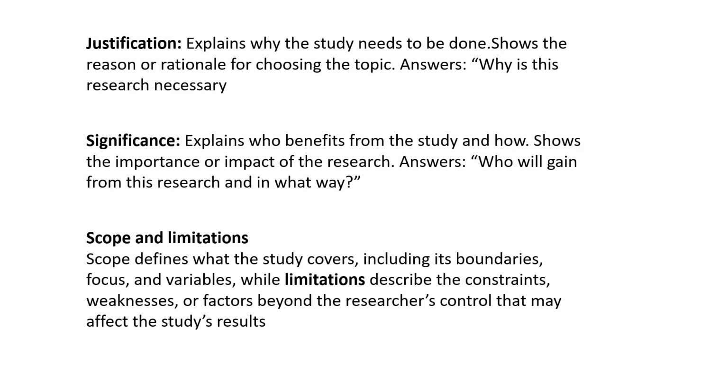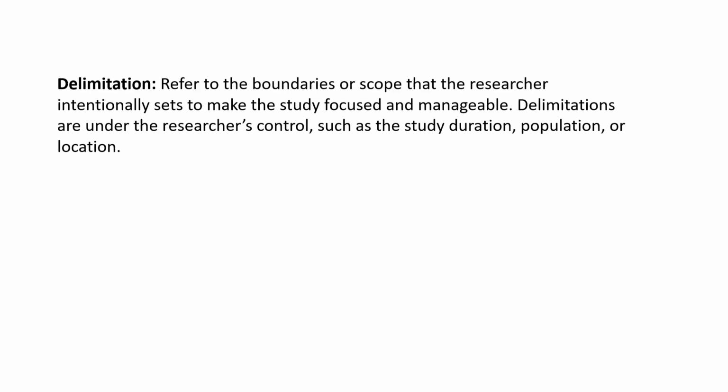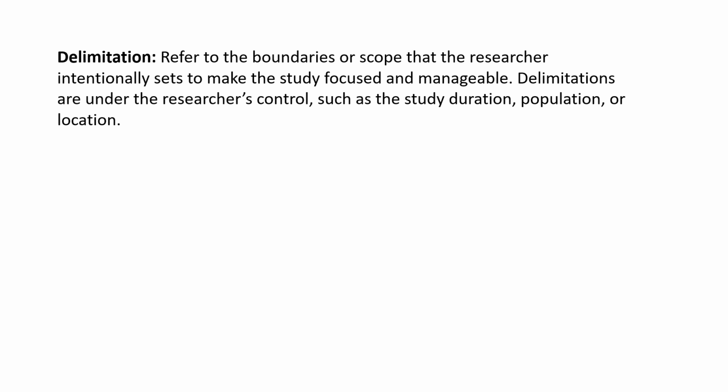Limitations describe the constraints, weaknesses, or factors beyond the researcher's control that may affect the study's results. Delimitation refers to the boundaries or scope that the researcher intentionally sets to make the study focused and manageable. So delimitations are under the researcher's control, unlike limitations, such as the study duration, population, or location.